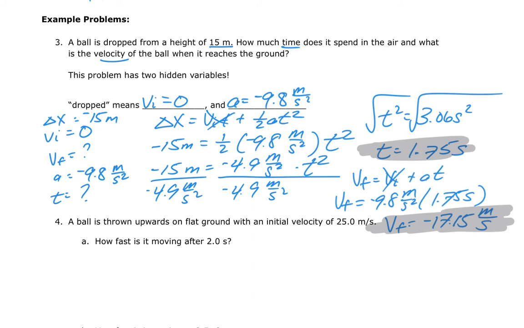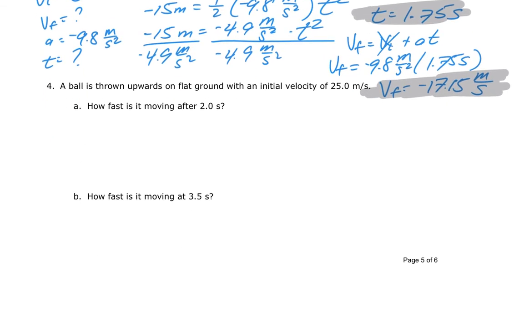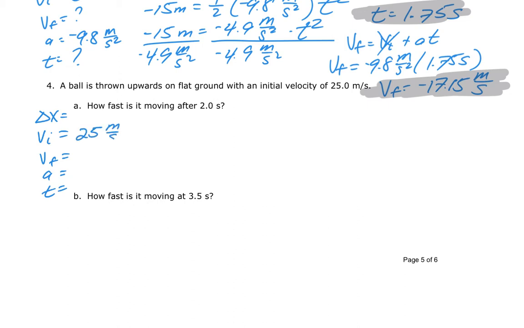All right, let's try another problem here. Let's see. A ball is thrown upwards on a flat ground with an initial velocity of 25 meters per second. How fast is it moving after 2 seconds? So again, I'm going to list out all of my variables, delta x, v initial, v final, a, and t. This time, instead of being dropped, the ball is thrown upwards with an initial velocity of 25 meters per second. So my initial velocity of 25 meters per second is going to be positive because the ball is going up.